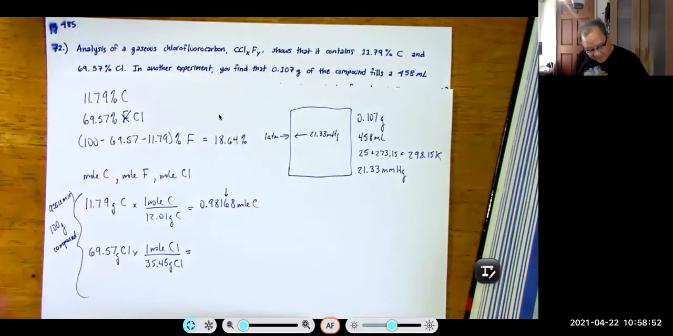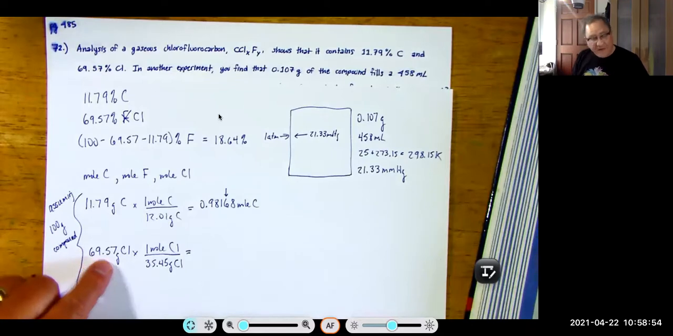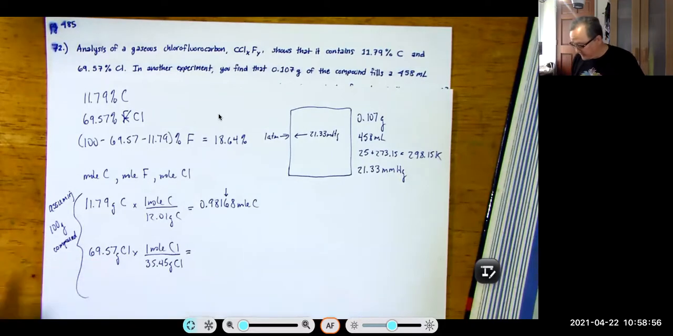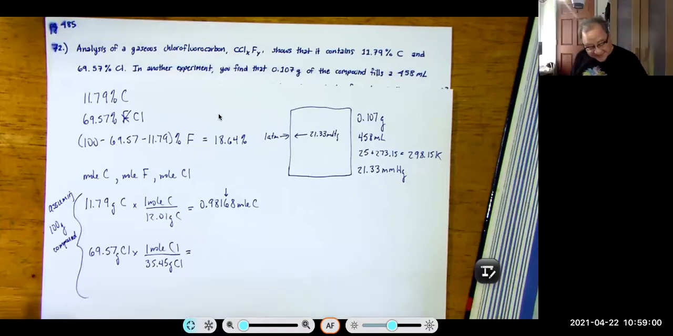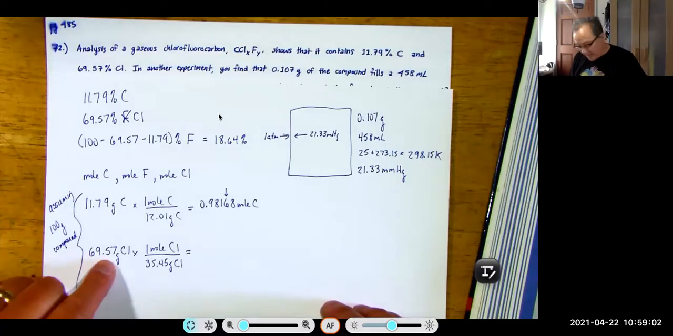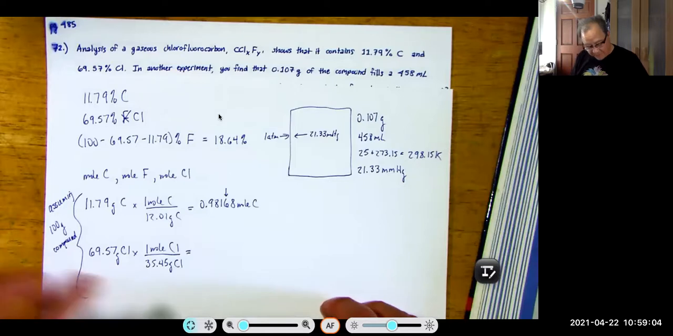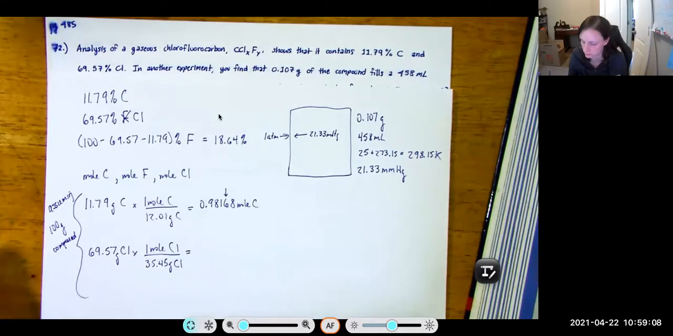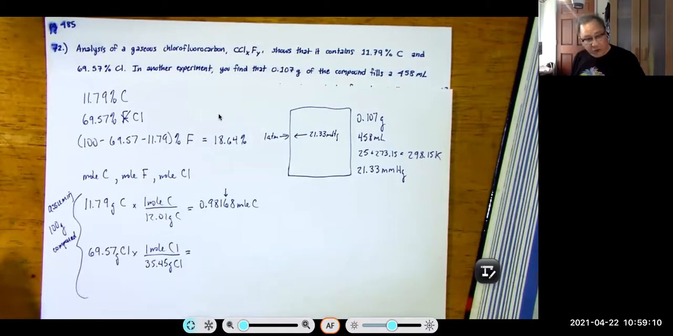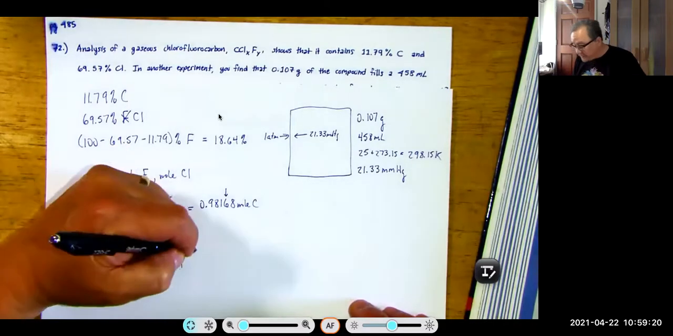What's 35.57 divided by 35 going to be? 1. No, I said that wrong. What's 69.57 divided by 35.45? Oh, almost 2. More than 1, but less than 2, closer to 2. Definitely, I agree. 1.96. Yeah, that's really close to 2.